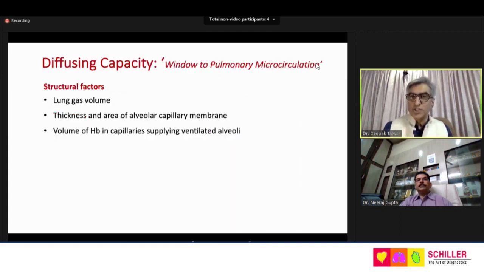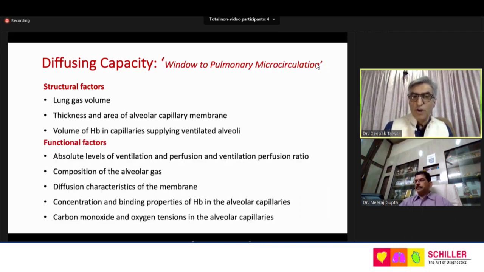So what is a diffusion capacity? To a pulmonologist, it is a window to the pulmonary microcirculation. There could be structural factors like lung volume, on which it is highly dependent, thickness and area of the alveolo-capillary membrane, volume of hemoglobin in the capillaries supplying the ventilated alveoli, and it is also dependent on functional factors like ventilation perfusion mismatch or match in the lungs. It is dependent upon the composition of the alveolar gas. It also depends upon the diffusion characteristics of the membrane, and on the concentration and binding properties of hemoglobin in the pulmonary vasculature or the alveolar capillaries.